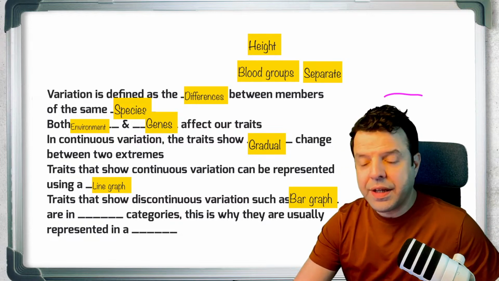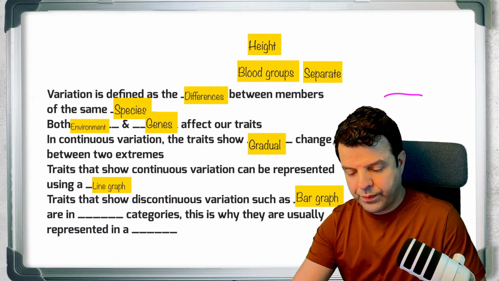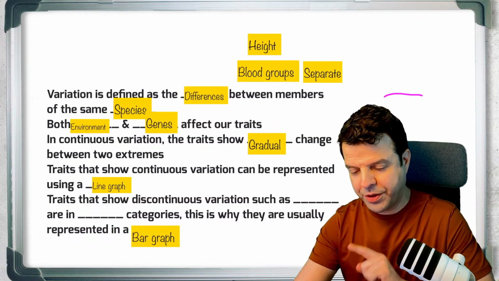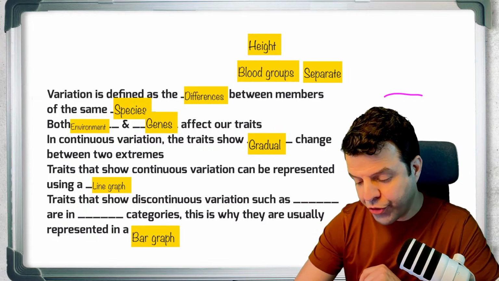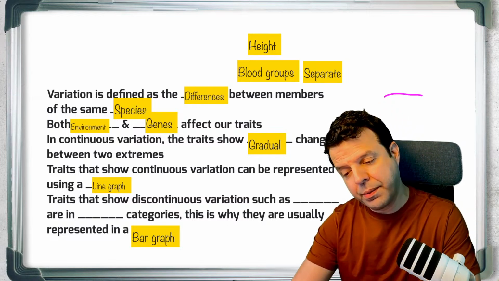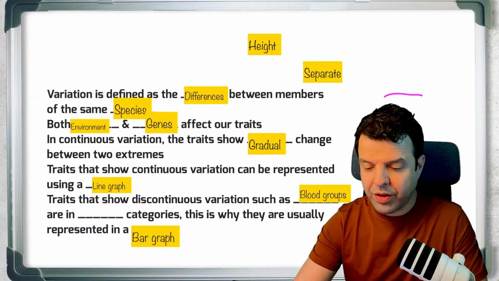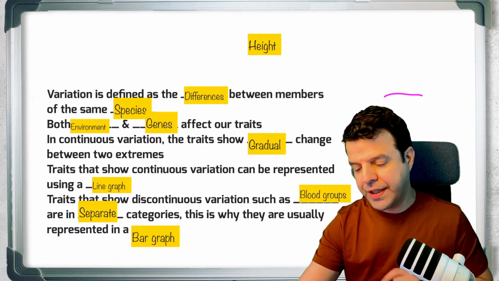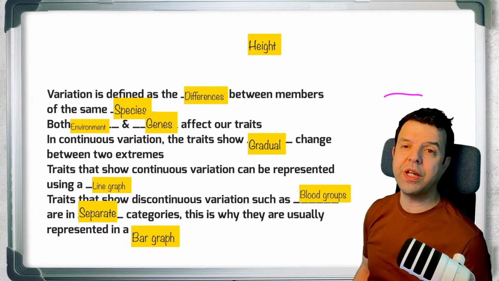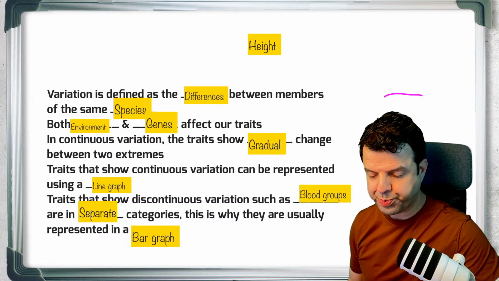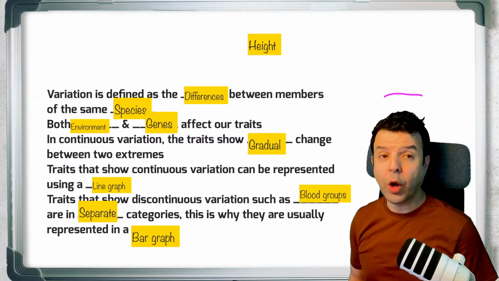And in categories, so traits that show discontinuous variation, such as blood groups, are in separate categories and they're always in a bar chart. Okay?